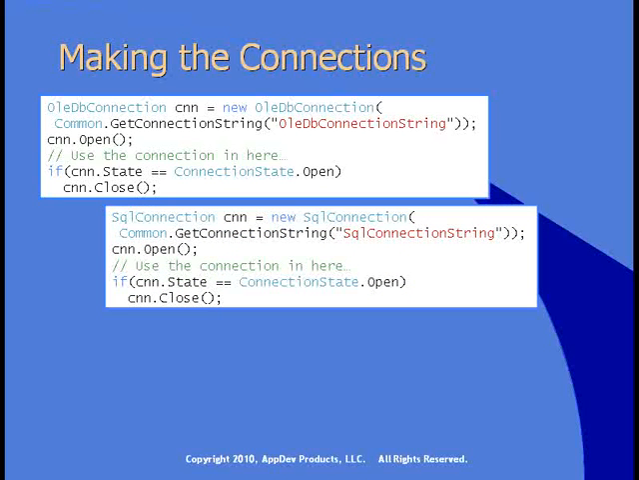Here, the only thing that's changed is the type of the object. In the first example, I created an OleDbConnection. Here, I'm creating a SqlConnection. Otherwise, the code's exactly the same.